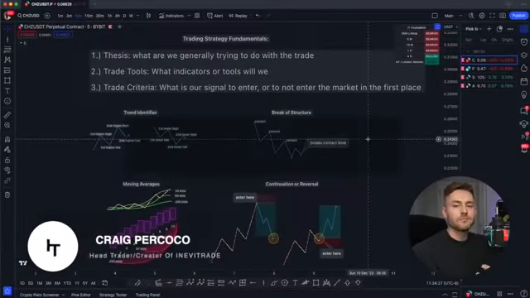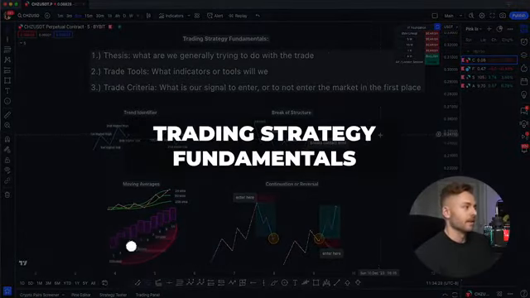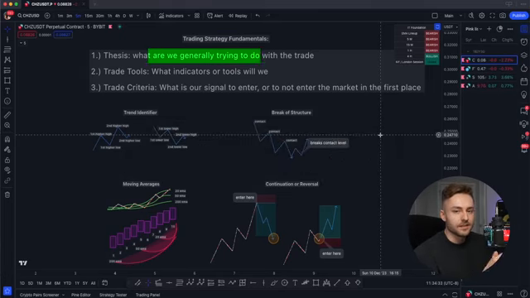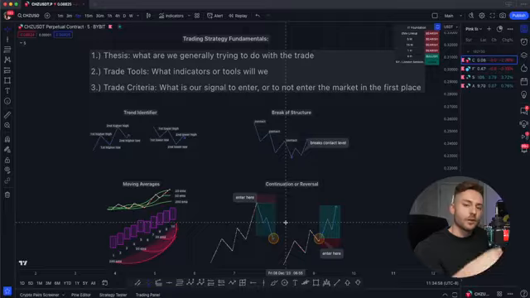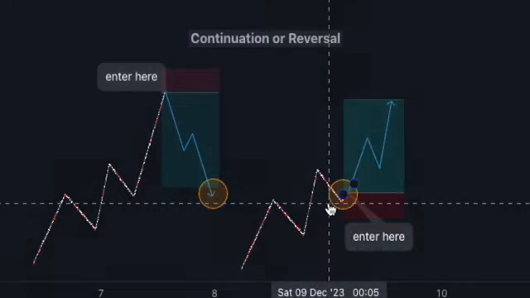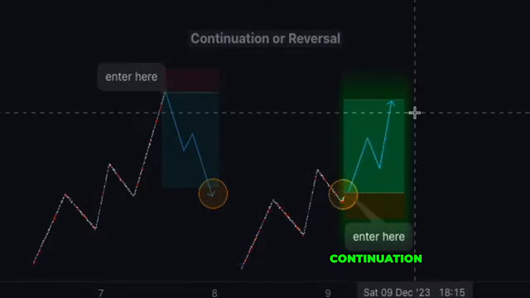All right, so first we need to master trading strategy fundamentals. There's a few things that we need to look for. In any trading strategy, we need a thesis. So what are we aiming to do when we're approaching a trade in the market? Are we looking for a place in the market where price action is going to flip, or are we trying to play a continuation on a trend and follow the trend?